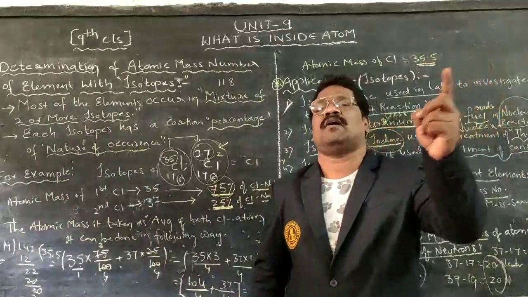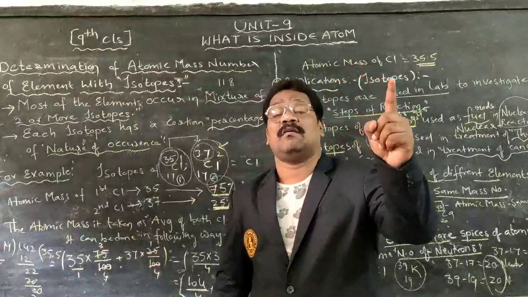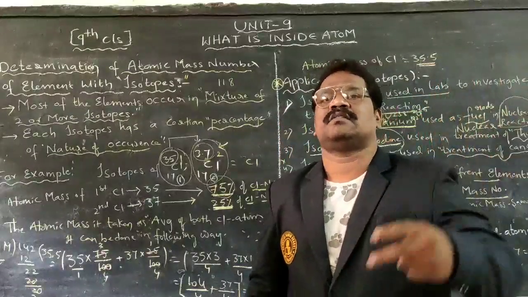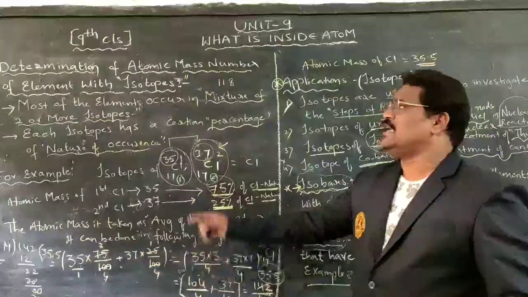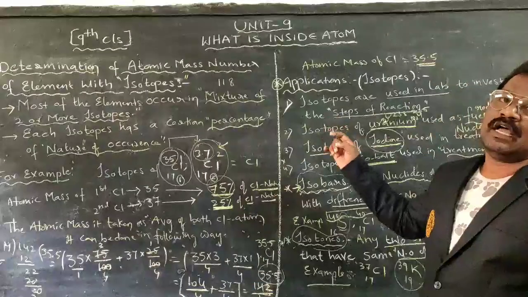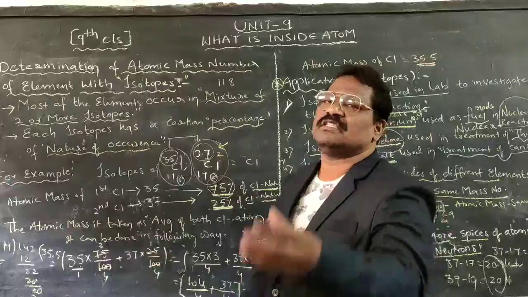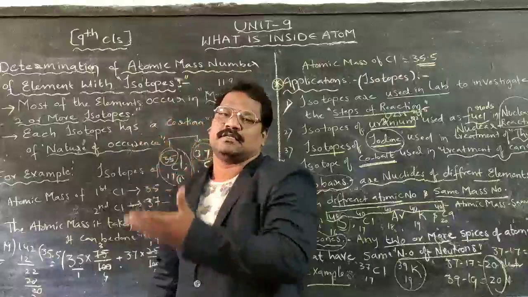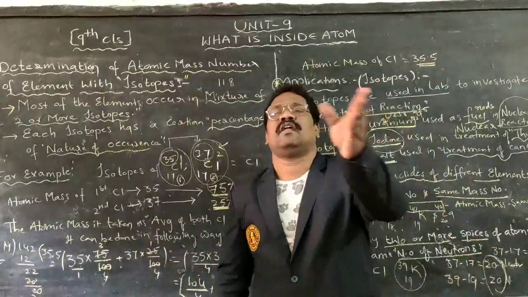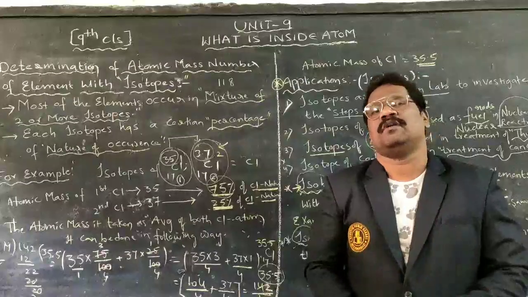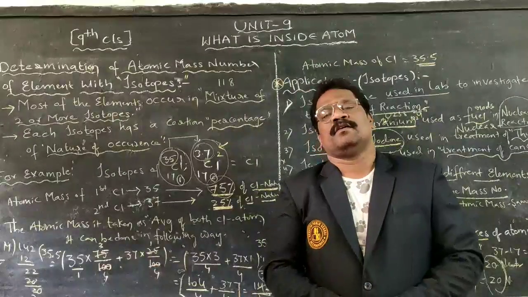By this we have completed the total characteristics of atoms of an element, how they exist. One is atomic number, atomic mass number. Next is isotopes. Then isobars. Then isotones. These are a few characteristics of an atom of an element. By this we have completed our chapter.